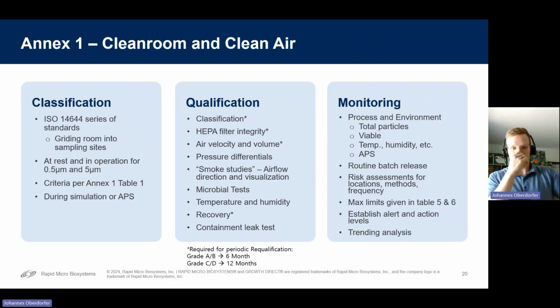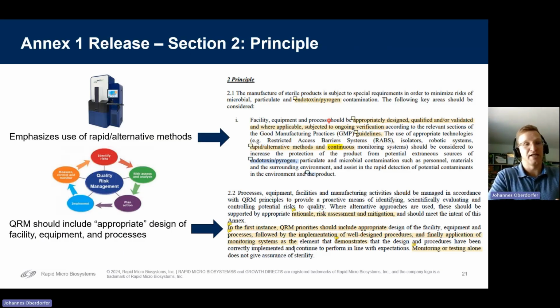So there have been some changes to the particles and how we monitor these things. More details later on. The principle now emphasizes the use of rapid and alternative methods, which, with my rapid microbiologist heart, is a great change. Overall, in 10 to 11 positions in the Annex 1, it mentions automation and rapid methods. So emphasis on the use of these is important and, well, state of the art.